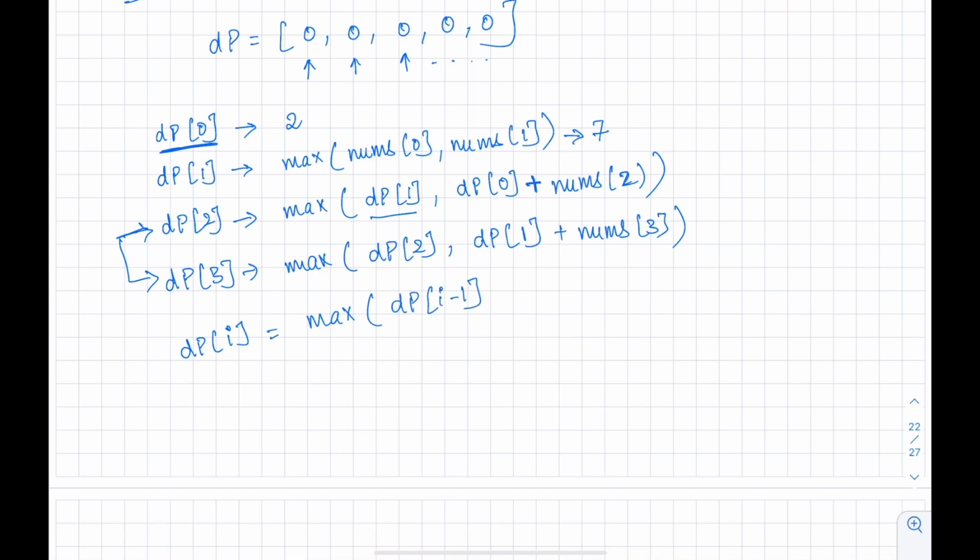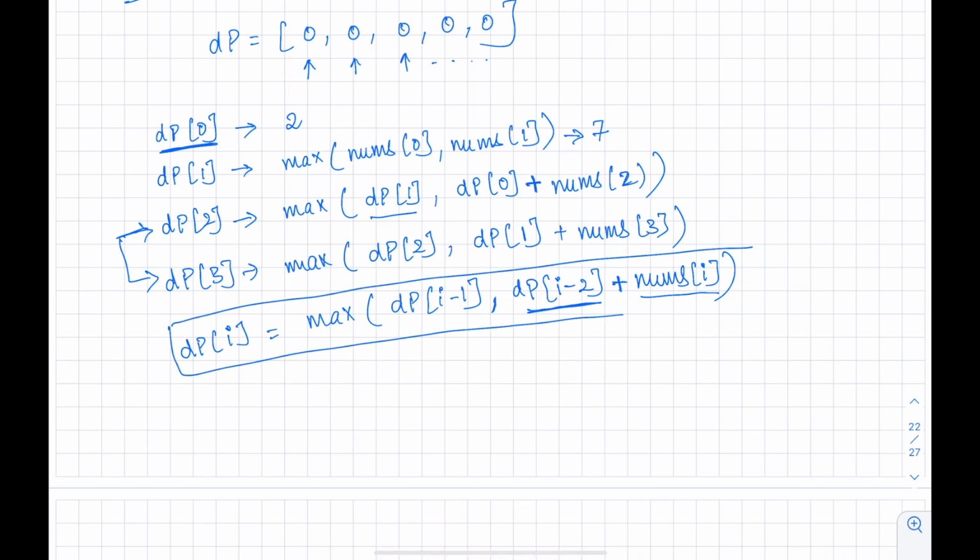So DP of I minus 1 is like ignoring the current house, what is the maximum amount of money that can be robbed, and I'm considering the current house. So the current house is nums of I, and DP of I minus 2. So the maximum amount of money that can be robbed till any number of houses, we are going to use this formula.